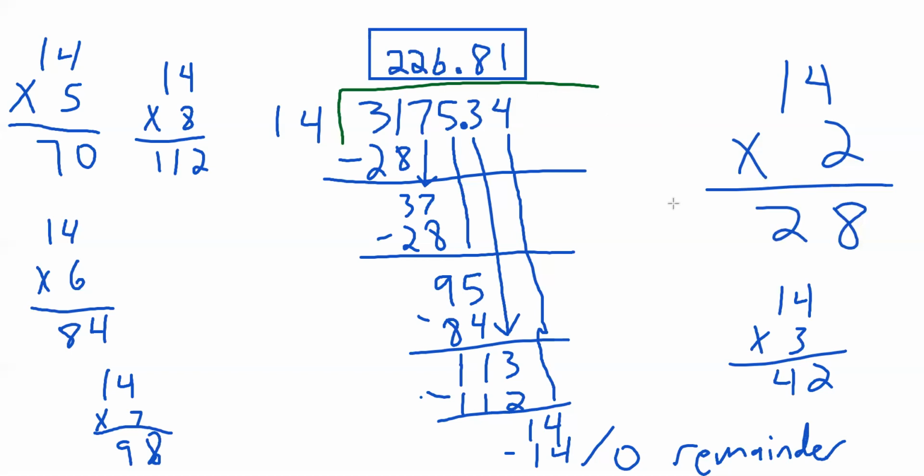So we end up with 226.81. And we don't have to move the decimal point on that at all, because by moving the decimal point here initially and here initially, we took care of it already. This thing's already balanced out and it's the exact same answer. So 226.81 is our final answer.